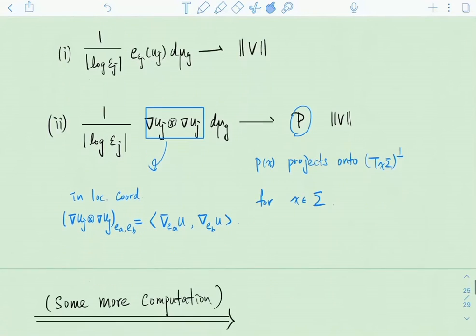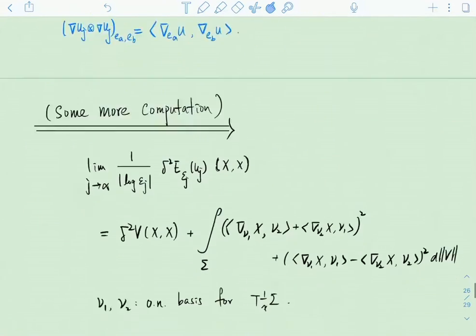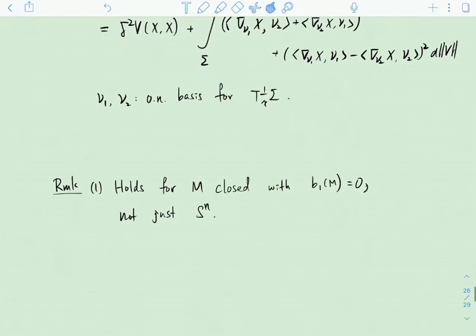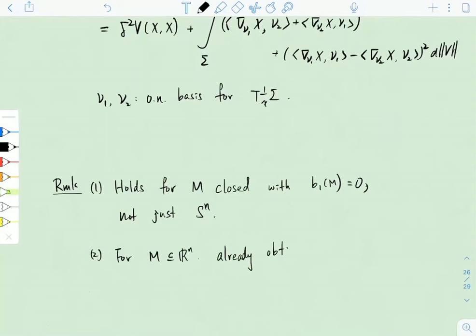Okay, going back to this computation, the remarks. Secondly, in the case where M is a bounded domain in Rn, a formula like this was already obtained by Le in 2015, and it's a similar formula.